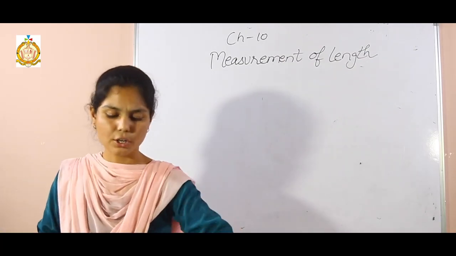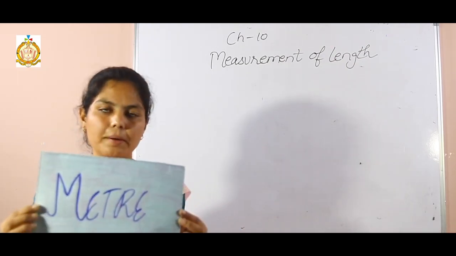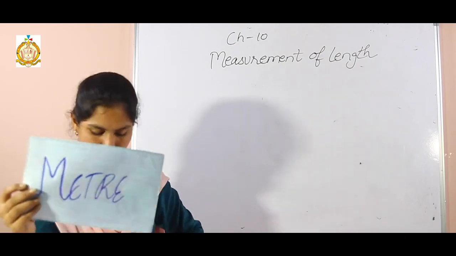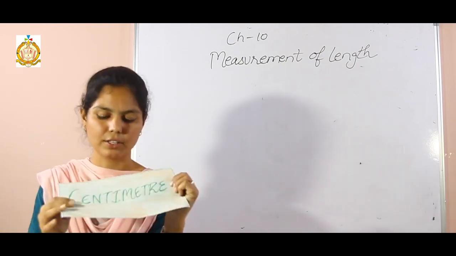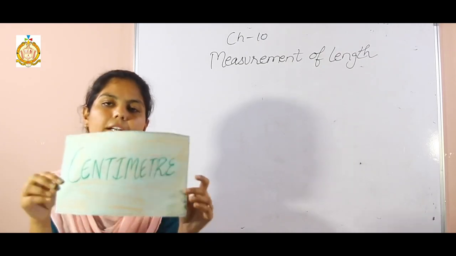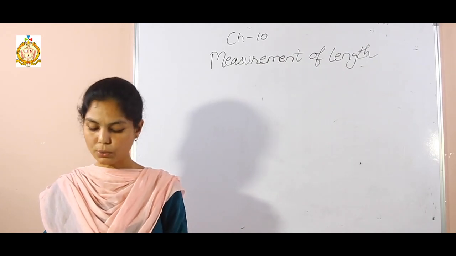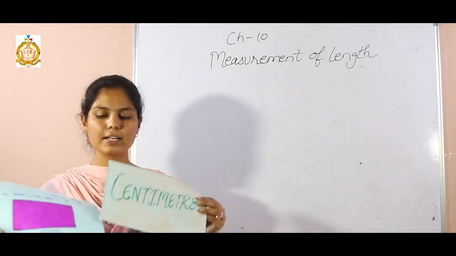So there are two standard units. The first one is meter. You can measure the length in meters. The second one is centimeters. You can check the length in centimeters. Meter, centimeter, inches, feet, etc. In many ways we will check, but today we will discuss meters and centimeters.